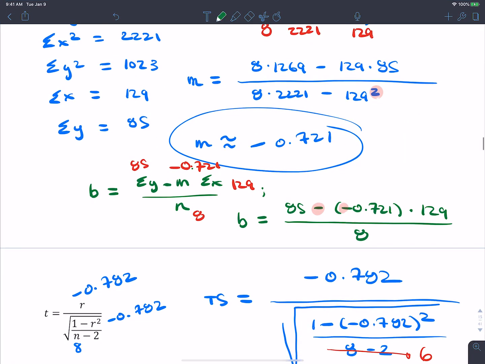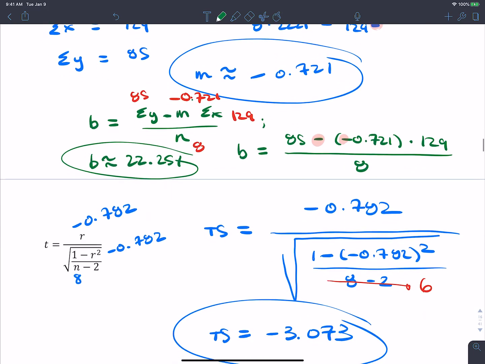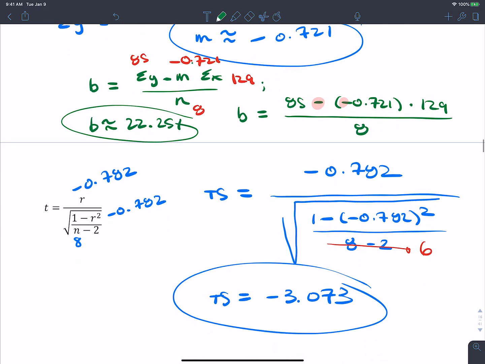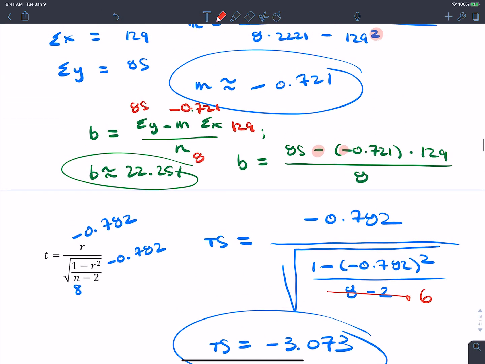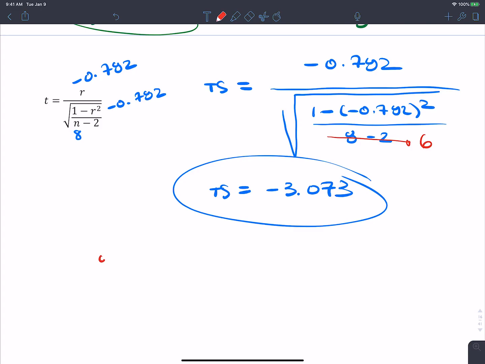So this value here for B is 22.251. All right, this is my slope and my y-intercept here. And let's write down that equation. So you guys have these values here? I think I'll write it down here just to kind of get this in my memory. So let's put it over here.